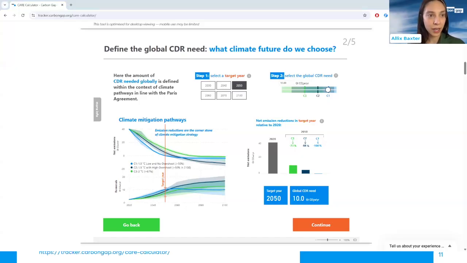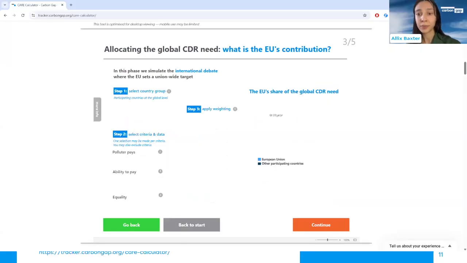So now I can see, oh, we're kind of split. Let's see. I see 20, 30, 40, and 50 all quite even. I'm gonna go with 2040 just to pick the middle one. And then for the global CDR need, people are interested in C1. So this is 7.1 gigatons of CO2 in the year 2040. So thanks everyone for voting. I will continue to the next page.